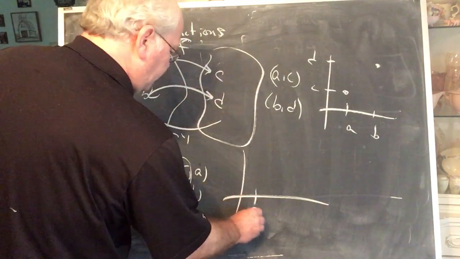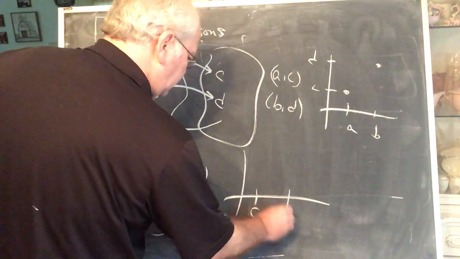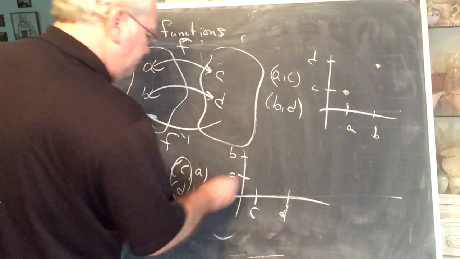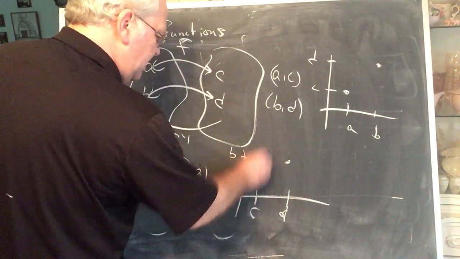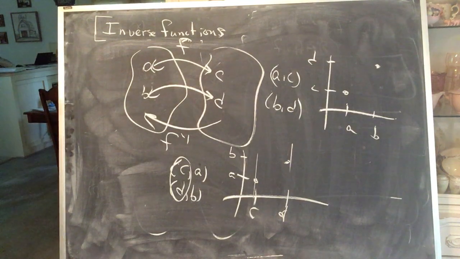And then this would correspond to C and D and A and B. So C comma A, D comma B. Is the vertical line test violated? No, everything's fine. So the moral of the story is this.